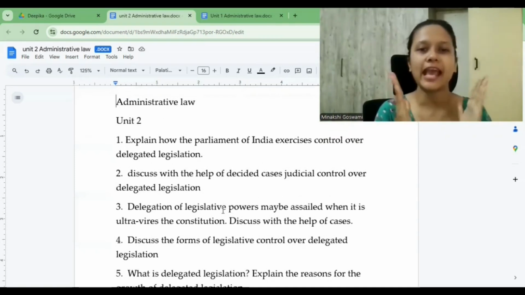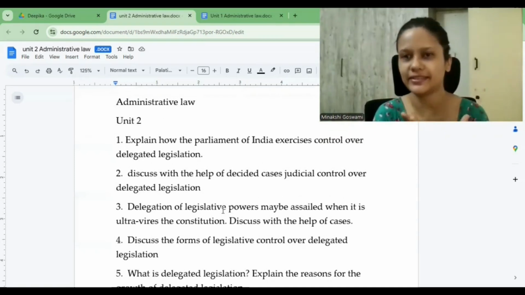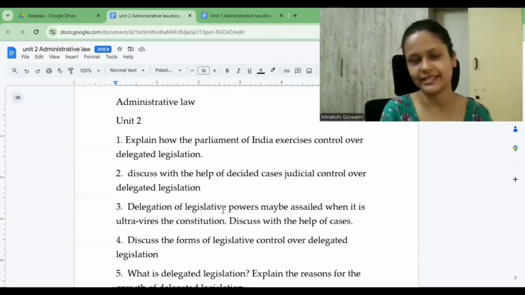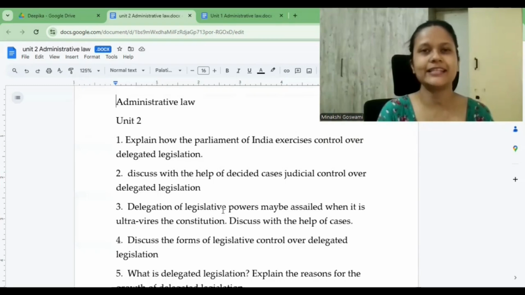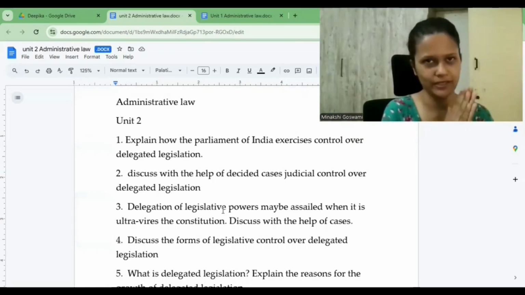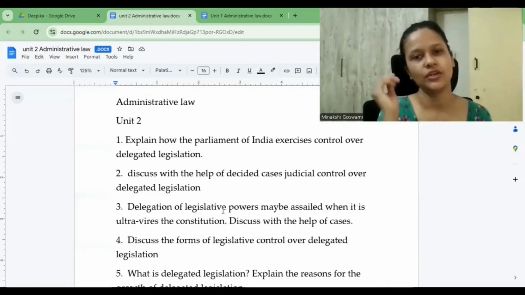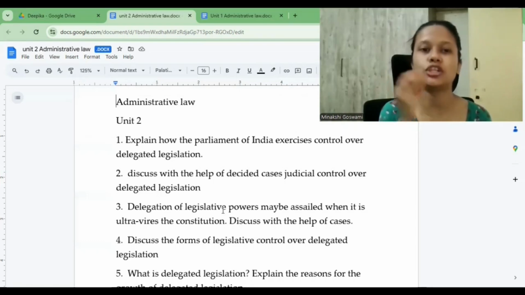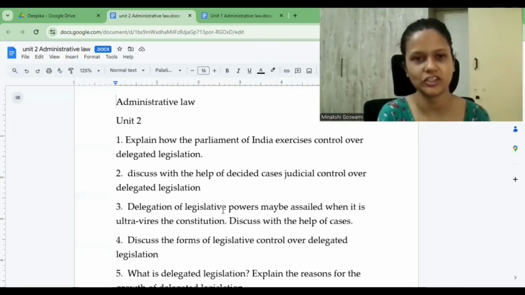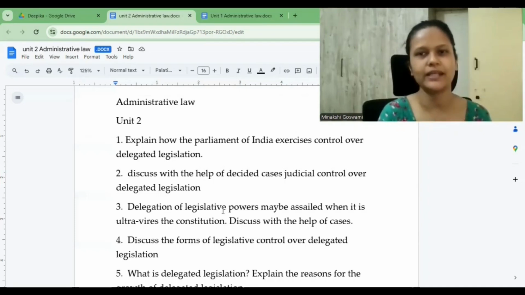First of all, we have: explain how the Parliament of India exercises control over delegated legislation. Delegated legislation is very common. You can expect a question somewhat around that topic. So make sure that you are studying this topic properly. Second question we have is: discuss with the help of decided cases judicial control over delegated legislation. This is also directly or indirectly around that same topic, delegated legislation. As I told you, it's a very important topic that you need to study.